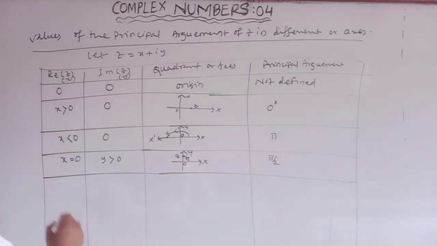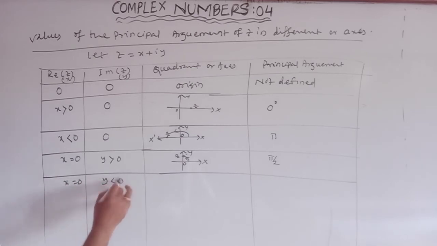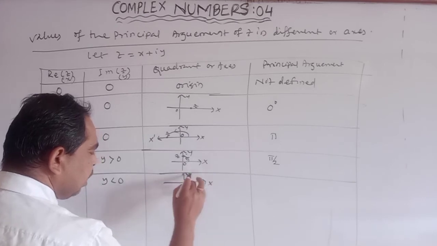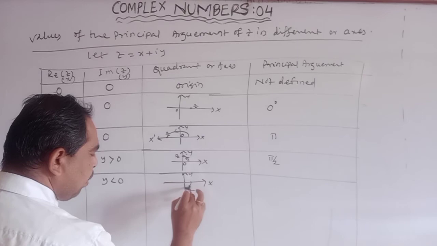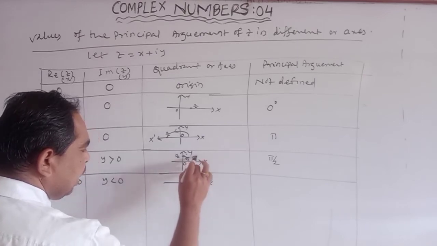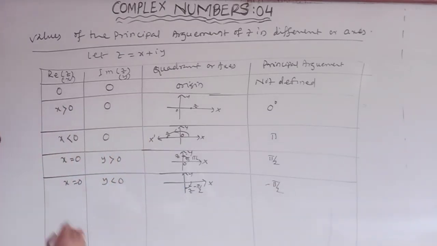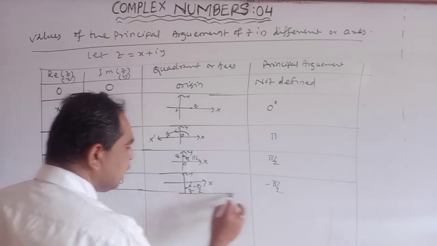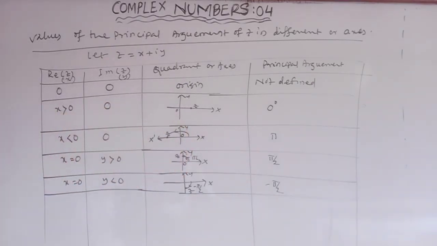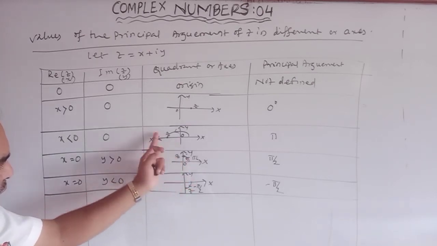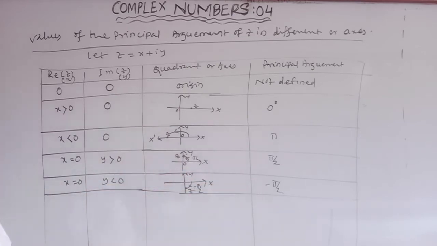Okay. Next, x is equal to 0, y less than 0. This is z. The angle is minus pi by 2. If z lies in the negative y axis, then the angle is minus pi by 2. Minus pi by 2 is in the clockwise sense, not anti-clockwise. Clockwise sense is negative, minus pi by 2.